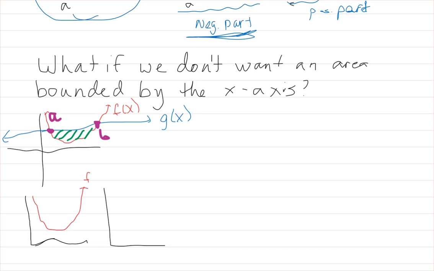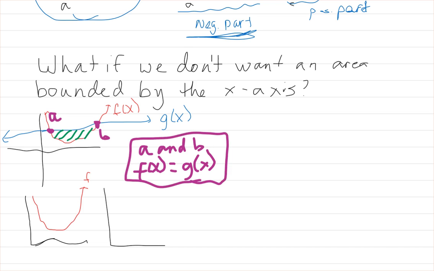So A and B are where f of x equals g of x. That's really, really important when we're trying to find the area between these two. So now, back to this. So here's A, and here's B. And we've got some area, right? Some area. So far, so good.